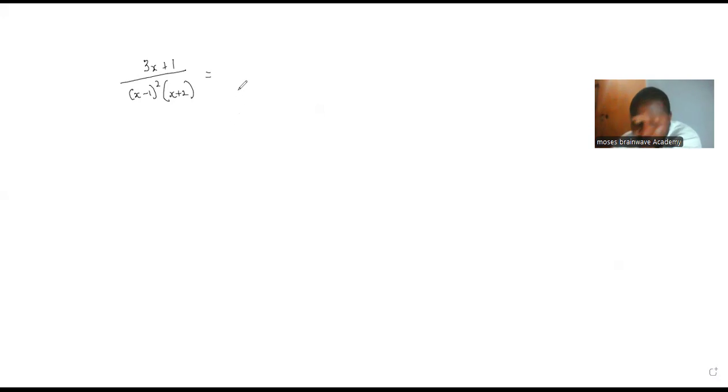Now, this kind of expression where the denominator has a repeated factor, you can see that this factor is repeated, then therefore, you are going to have 3 terms. This for the first one, right? For the first factor, x minus 1, good. Then we're going to have the second constant. Now, for the second factor with the power of 2, we'll have x minus 1 to the power of 2. Then we're going to have the third constant. Now, the third constant is going to be over x plus 2, right?